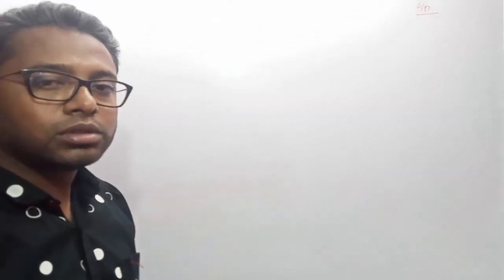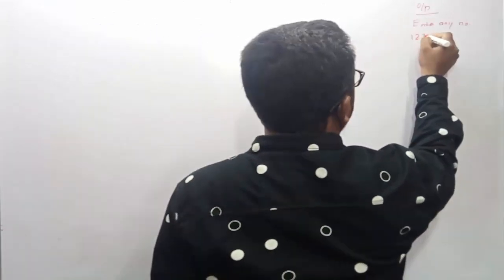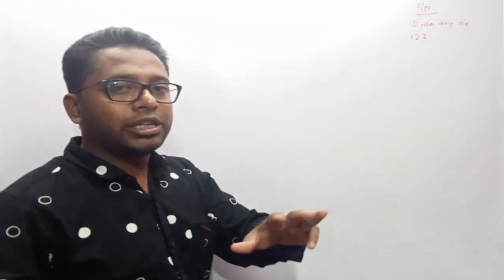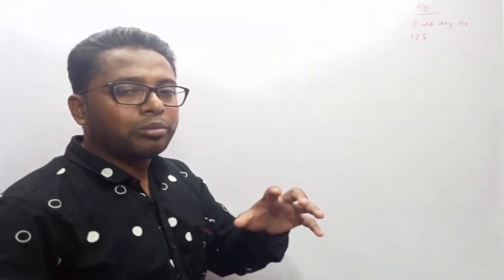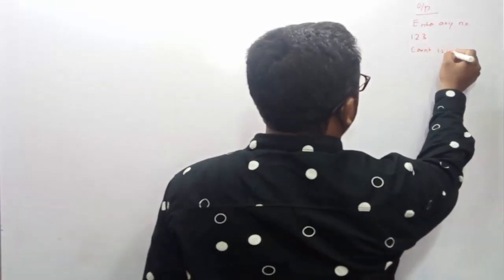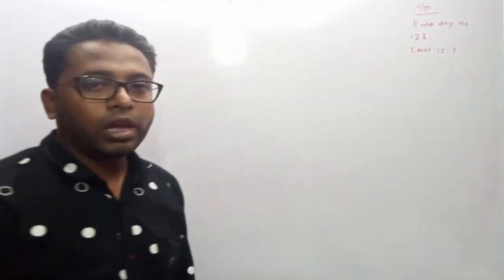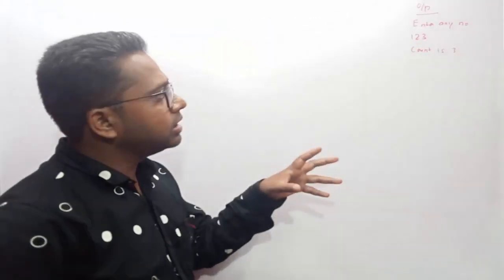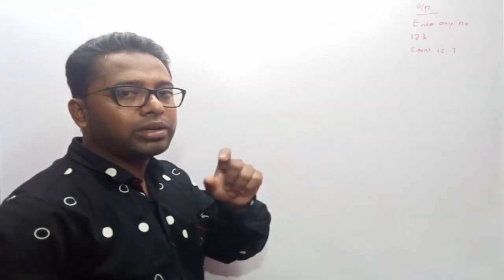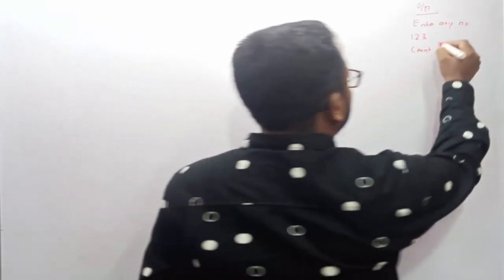So first, let me write the output of this program. When this program gets executed, it asks the user to enter a number, 1, 2, 3. Now this number contains 3 digits, so this program should show me an output as count is 3. This should be the output. As you can see here, I'm expecting a number from the user. So in our program, to store this value, I need to create an integer variable num.